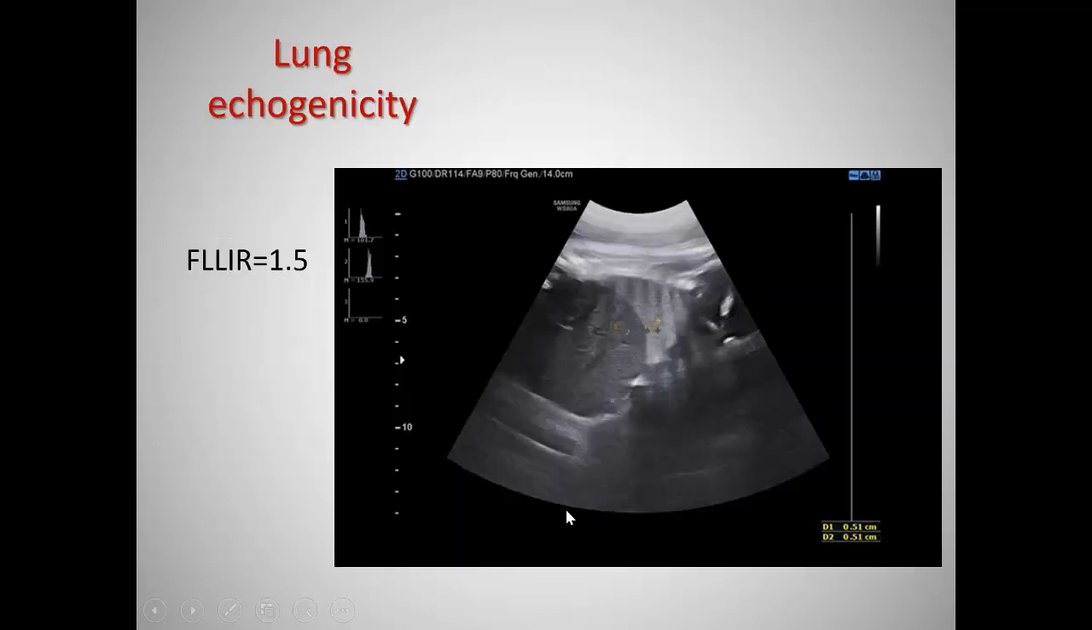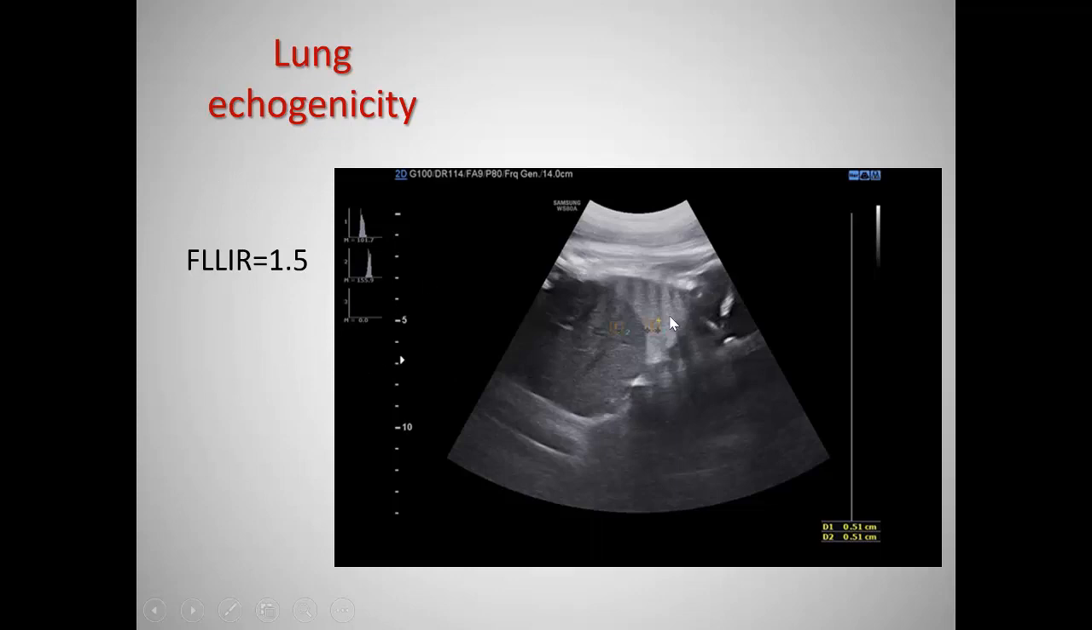How do we measure this? As we see here in this slide, this is the lung and this is the liver, and we put an ROI and measure the ratio between both, as if we measure the density in CT, for example. We put it here and measure the density, and here we measure, and then we calculate the ratio. The ratio in this case is 1.5, so it's fine.